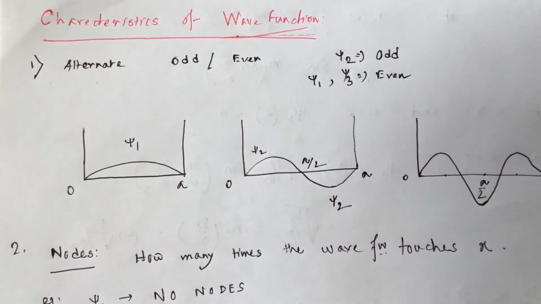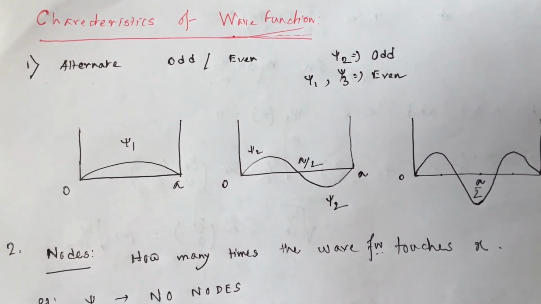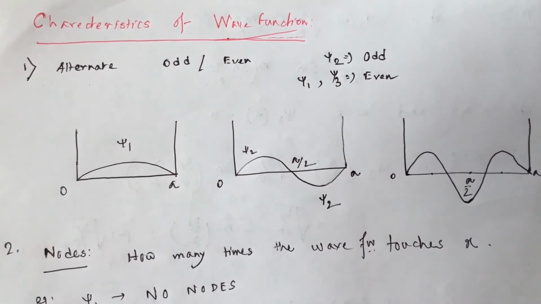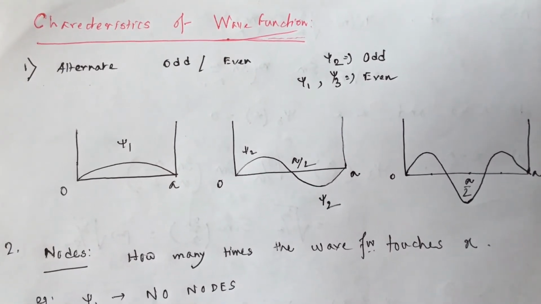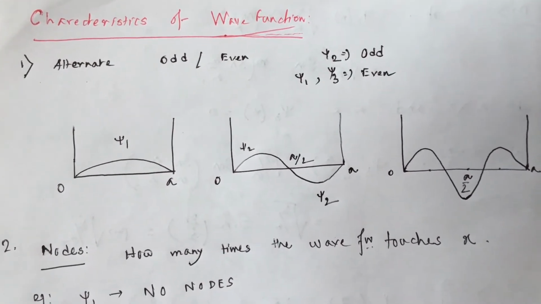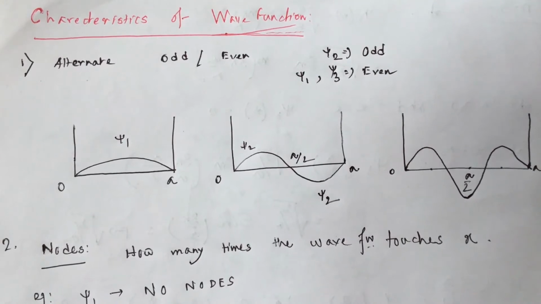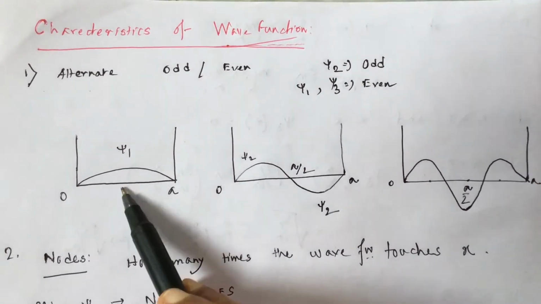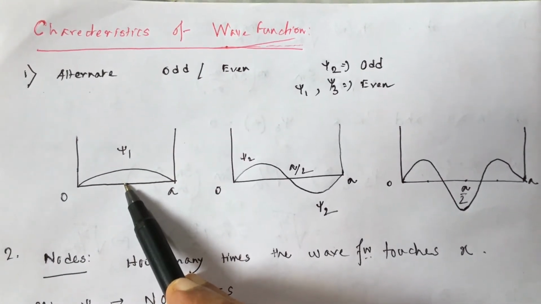Let me discuss the characteristics of the wave function. This wave function is associated with a particle, and the particle is bound to move within an infinite square well. These wave functions are alternatively odd or even with respect to the center of the potential well.